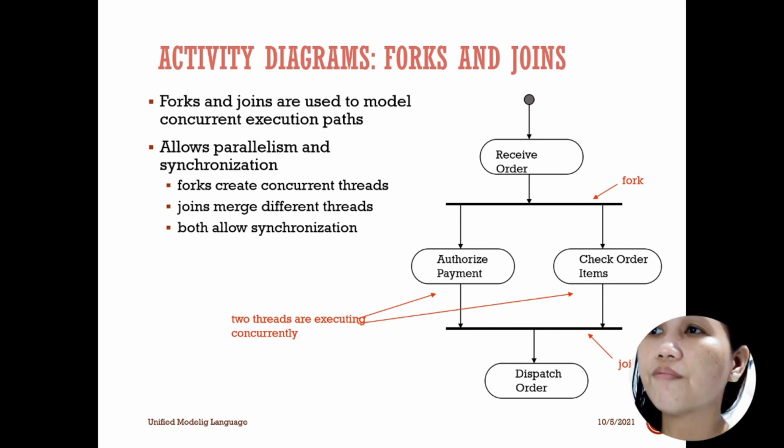Activity diagram forks and joins. So what are these? Forks and joins are used to model concurrent execution paths. They allow parallelism and synchronization. Forks create concurrent threads, joins merge different threads, and both allow synchronization. So we will receive the order, and then we have a line which we consider the fork. Under this, we have authorize payment or check order payments, and then another line which we consider the join. So two threads are executing concurrently in this example, and then the dispatch order.